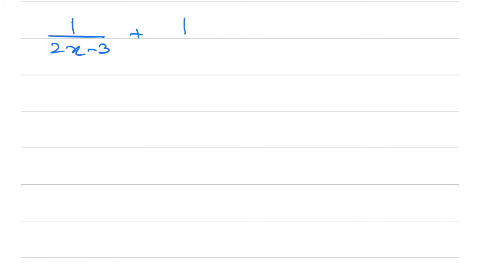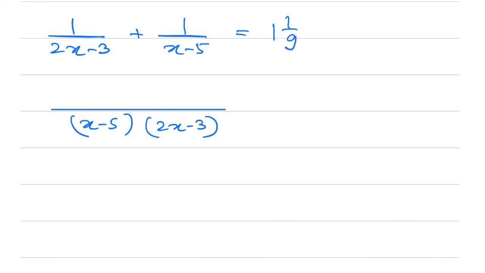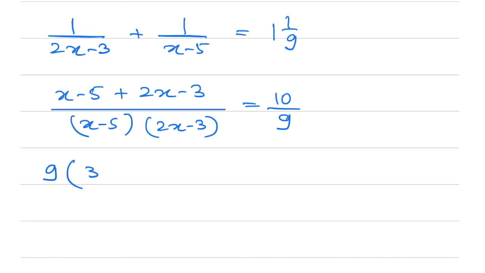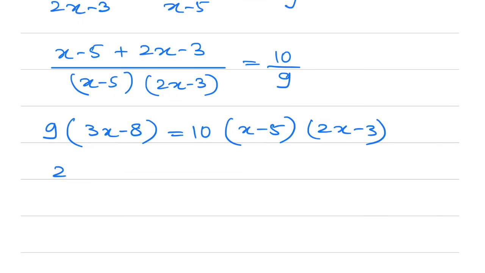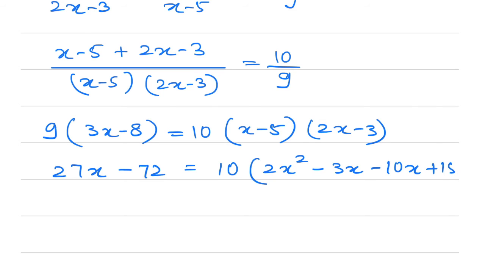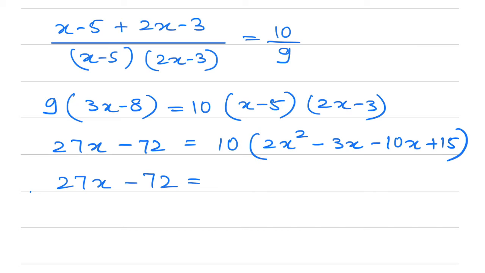1 by 2x minus 3 plus 1 by x minus 5 is equal to 1 by 9. LCM is x minus 5 into 2x minus 3, and the numerator is x minus 5 plus 2x minus 3, which is equal to 10 by 9. Cross multiplying, we have 9 into 3x minus 8 is equal to 10 into x minus 5 into 2x minus 3. 27x minus 72 is equal to 10 into 2x square minus 3x minus 10x plus 15. 27x minus 72 is equal to 20x square minus 130x plus 150.